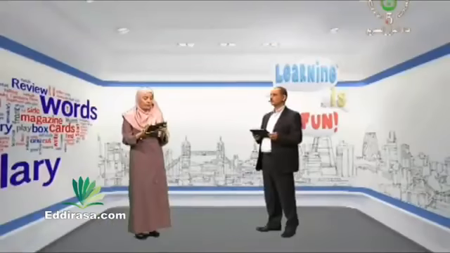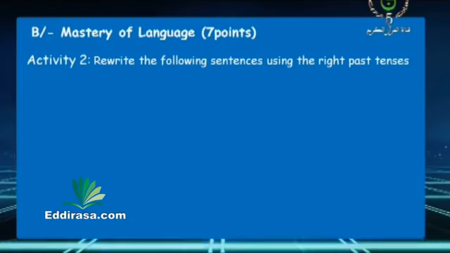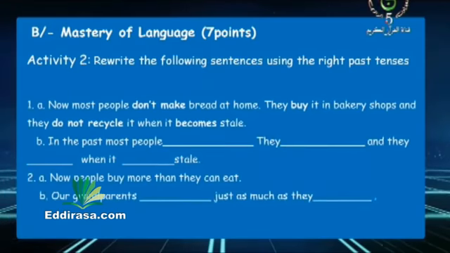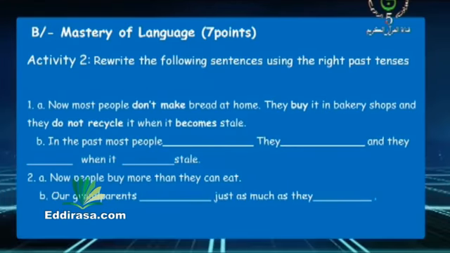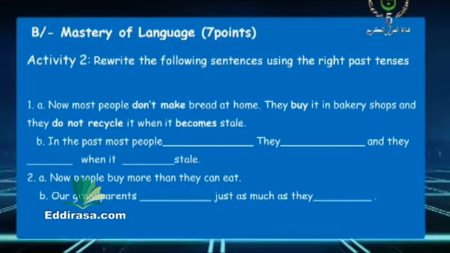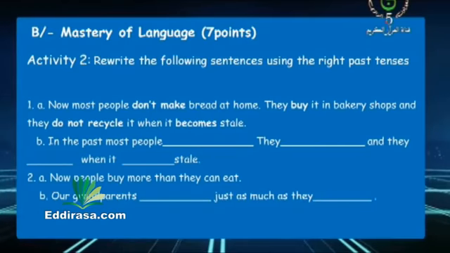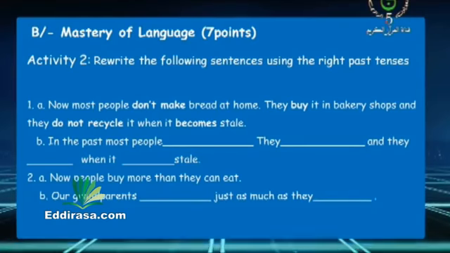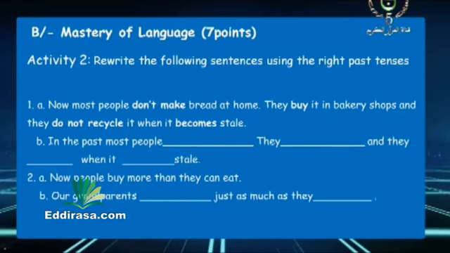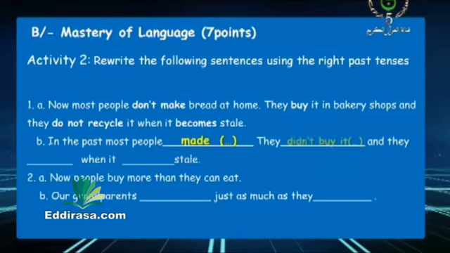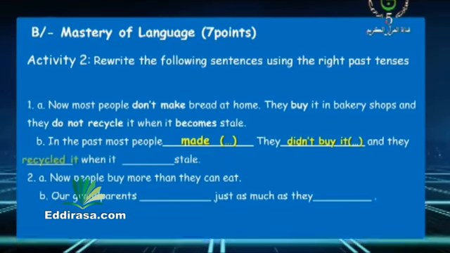Well, and in the second activity, you have to rewrite the sentences and put them in the past tense. Read carefully the sentences so as to answer them properly. So, first one we have, now most people don't make bread at home. They buy it in bakery shops and they do not recycle it when it becomes stale. So here you need to turn the sentence into the past and you will get this as an answer. In the past, most people made. They didn't buy it. They recycled it.